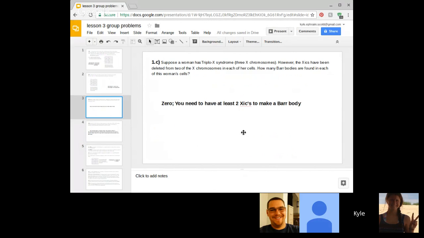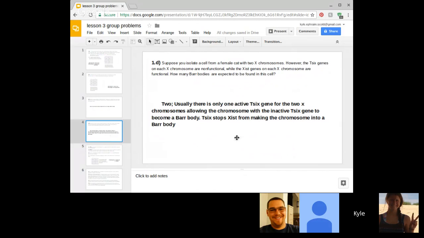And for part C, it's saying that there's a woman that has triple X syndrome, so she has 3 X chromosomes, but the X inactivation centers have been deleted from 2 of the X chromosomes in each of her cells. So they're asking how many Barr bodies would be found in each of this woman's cells. And there'd be 0, because you need to have at least 2 X inactivation centers to make a Barr body.